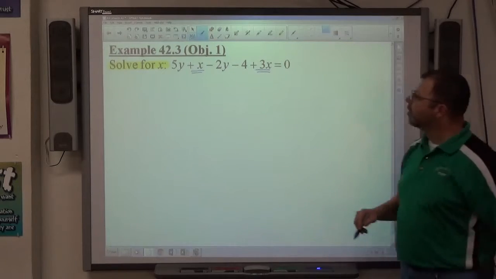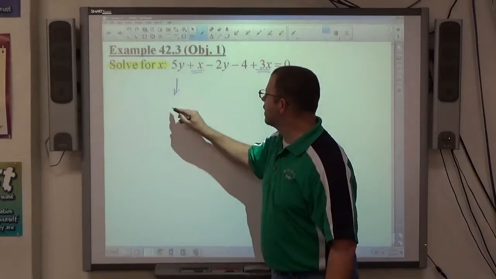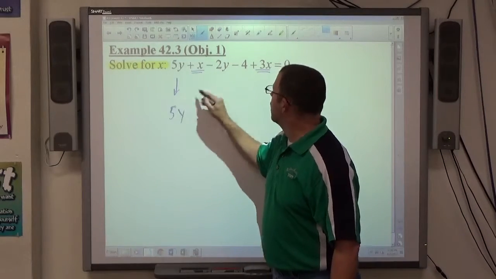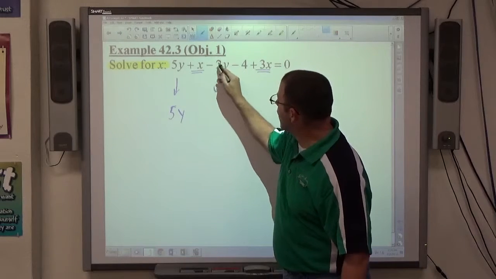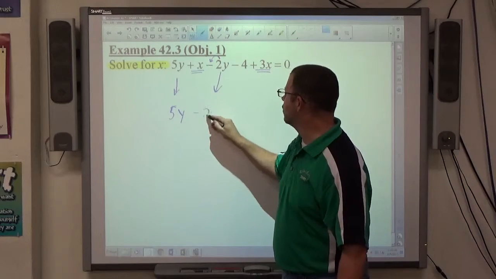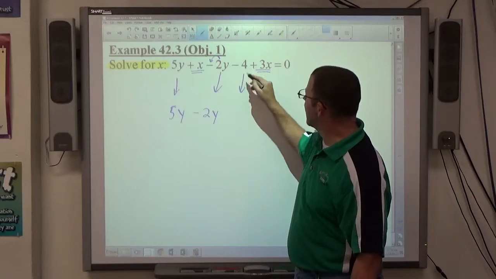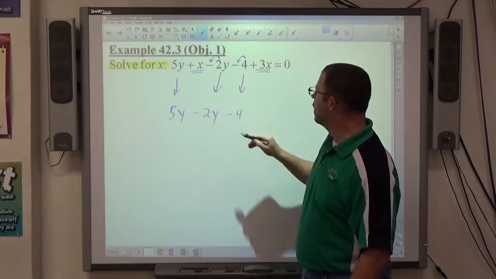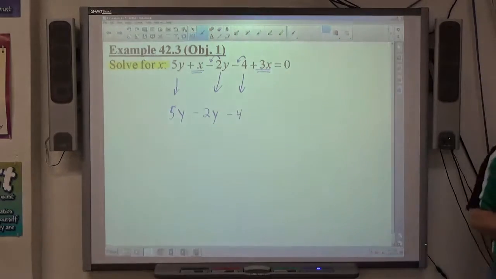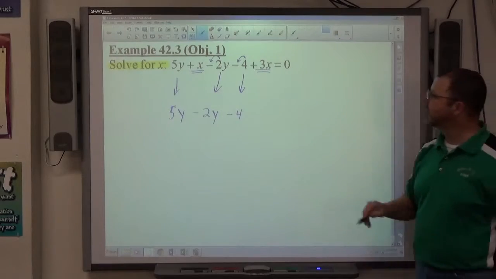Move the x's, okay. So we're going to keep 5y right where it's at. It stays positive 5y. We're going to keep 2y right where it's at. 2y is negative, so minus 2y. We're keeping 4 right where it's at. It's negative 4, so minus 4. All three of those are staying on the left-hand side, so they remain the sign they were.